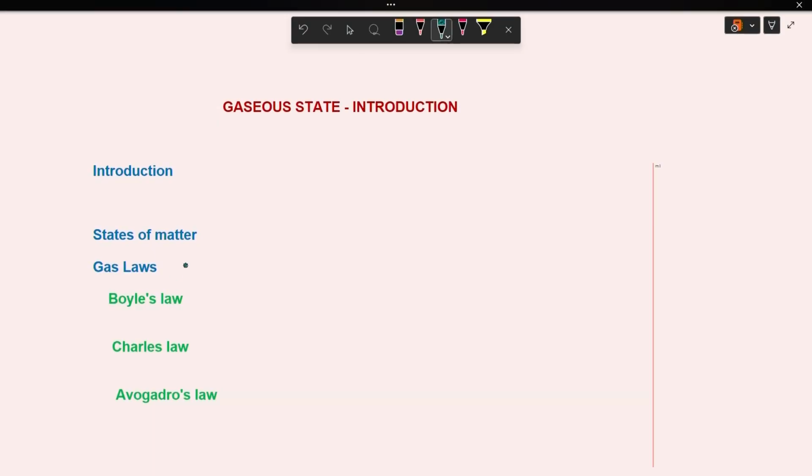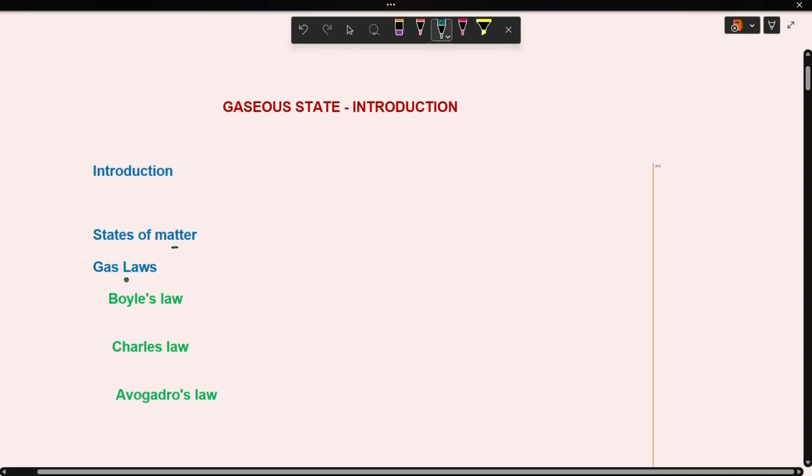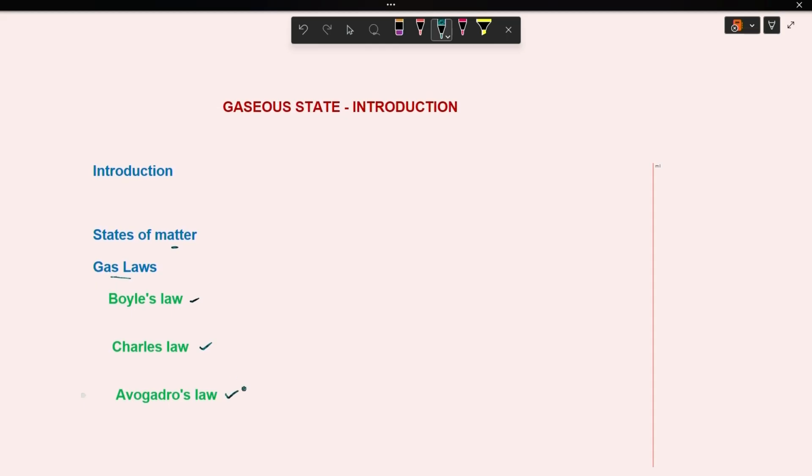Welcome to the introductory session on gaseous state. In this session, we will be seeing states of matter, gas laws like Boyle's law, Charles' law and Avogadro's law. So, these are the topics we will be dealing with in this session. We will briefly discuss what we mean by states of matter, then we will see the gas laws, namely Boyle's law, Charles' law and Avogadro's law.